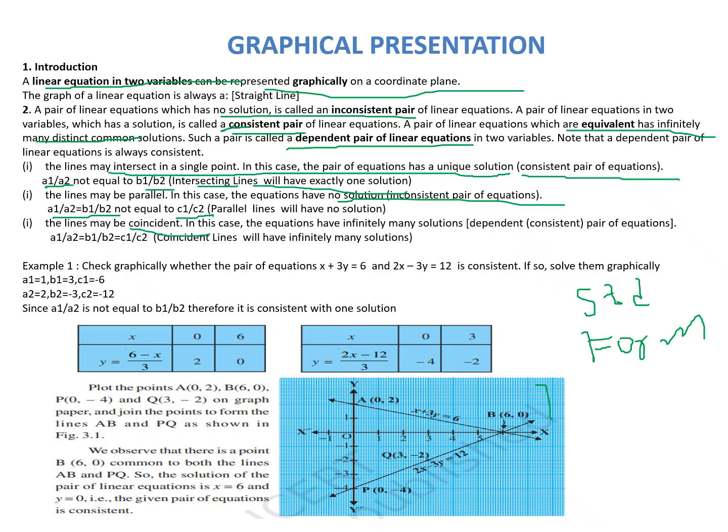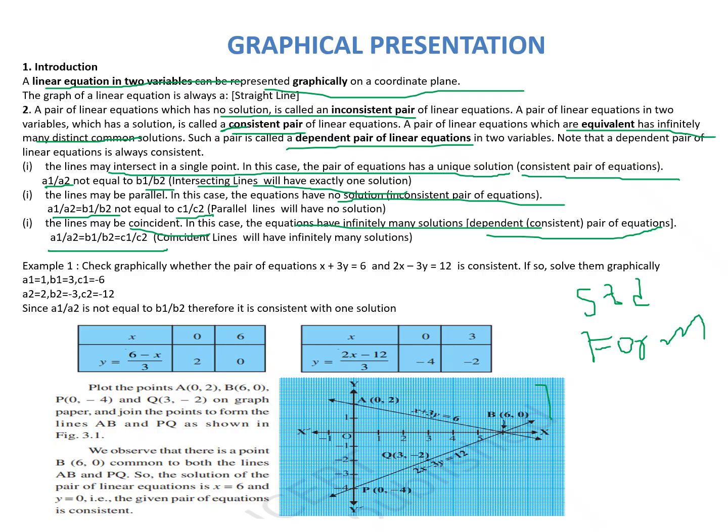This means that in this case the equations have infinitely many solutions, and this is normally treated as a dependent, consistent pair of equations. So when a1 by a2 is equal to b1 by b2 is equal to c1 by c2, these are treated as coincident lines and will have infinitely many solutions. Coincident lines mean a line on a line. Both equations will be represented by the same line, and it will have infinitely many solutions, not a single solution.